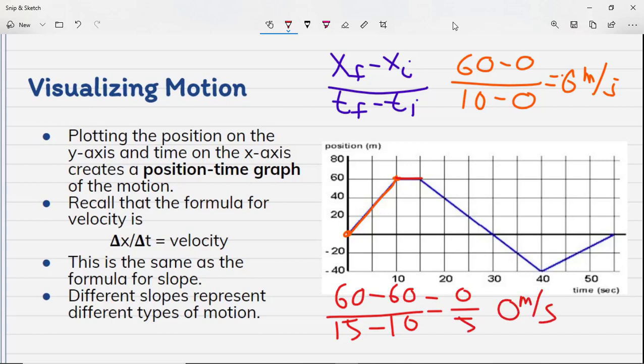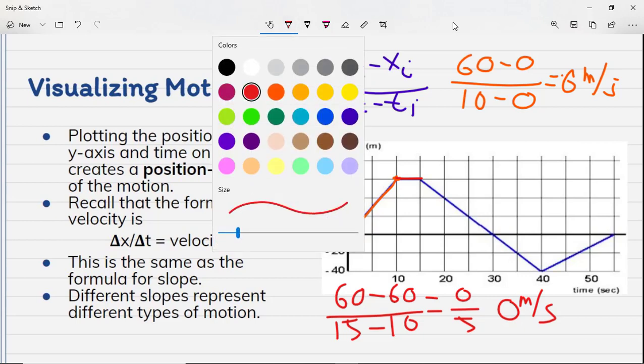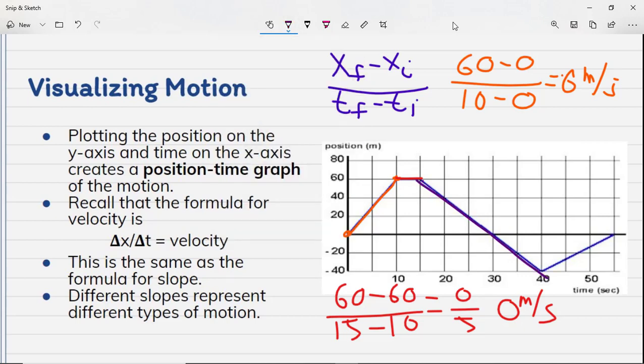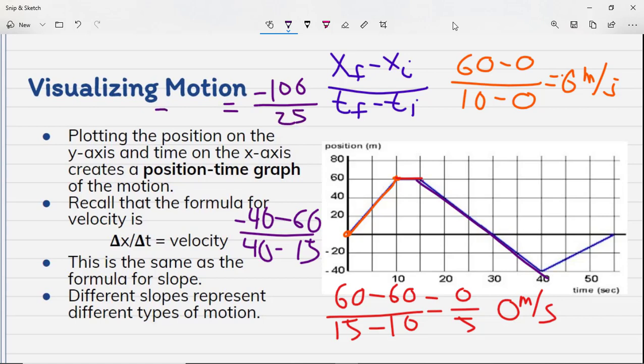Our slope is 0. And let's do one more just to make sure we have a real good idea on this. Let's do this last bit here. So remember, we're talking about displacement, not distance here. So our final point is at negative 40. Our initial is at 60. The time that's elapsed, our initial was 15 seconds, and our final is at 40 seconds. So what we end up getting is negative 100 over 25. So the velocity at that point is going to be negative 4 meters per second.